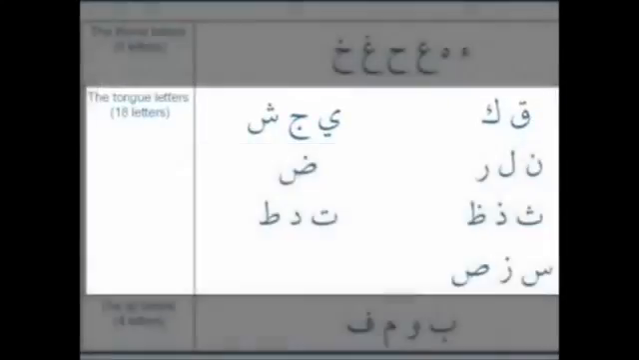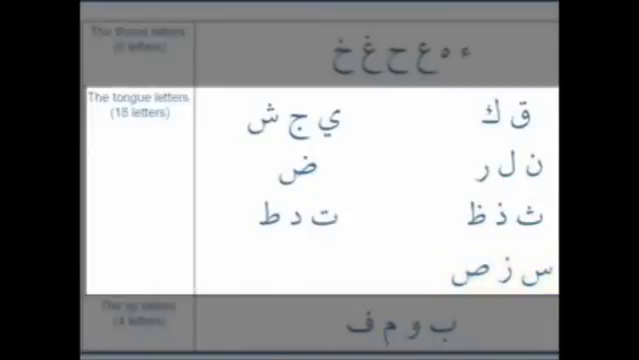The tongue letters are 18, so all of these 18 come somewhere from the tongue, i.e. the tongue is involved. So we've got the qaf, the kaf, the ya, the jim, sheen, noon, lam, ra, dad, tha, dhal, dha, ta, dal, ta, sin, za, and sad.